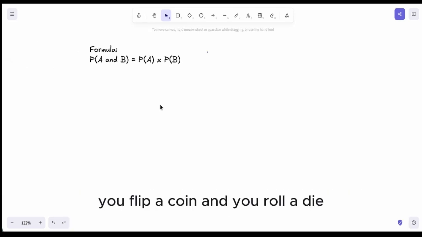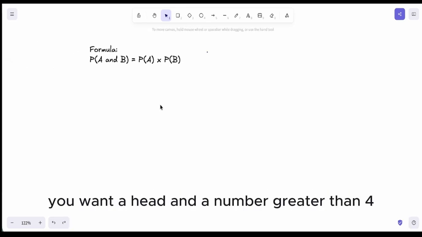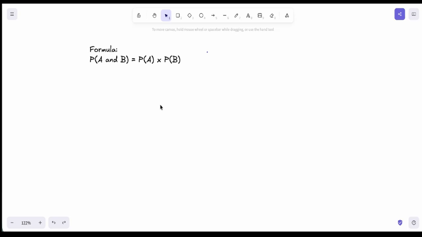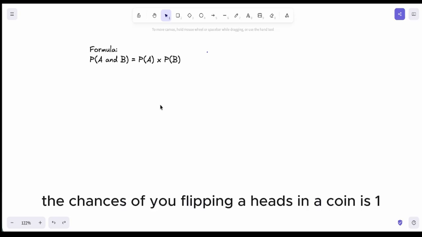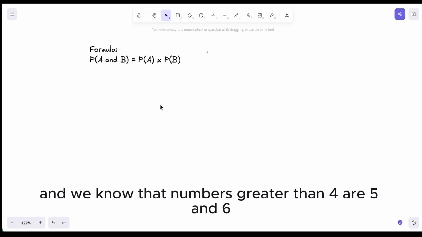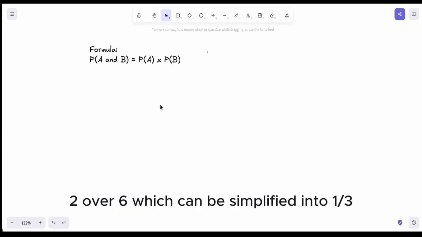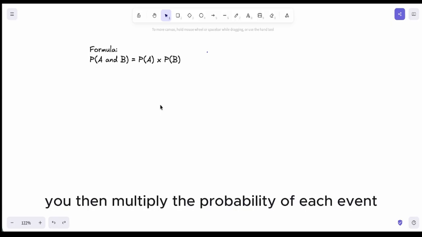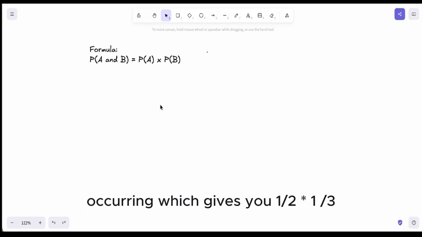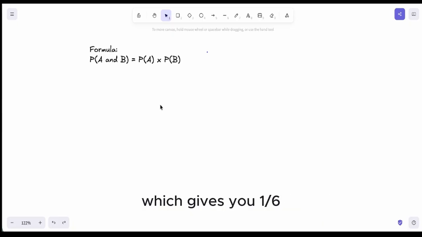You flip a coin and you roll a die. You want a heads and a number greater than 4. We know the chances of you flipping a heads on a coin is 1 in 2. And we know that numbers greater than 4 are 5 and 6. So the chances that you roll a number greater than 4 would be 2 over 6, which can be simplified into 1 over 3. You then multiply the probability of each event occurring, which gives you 1 over 2 times 1 over 3, which gives you 1 over 6.